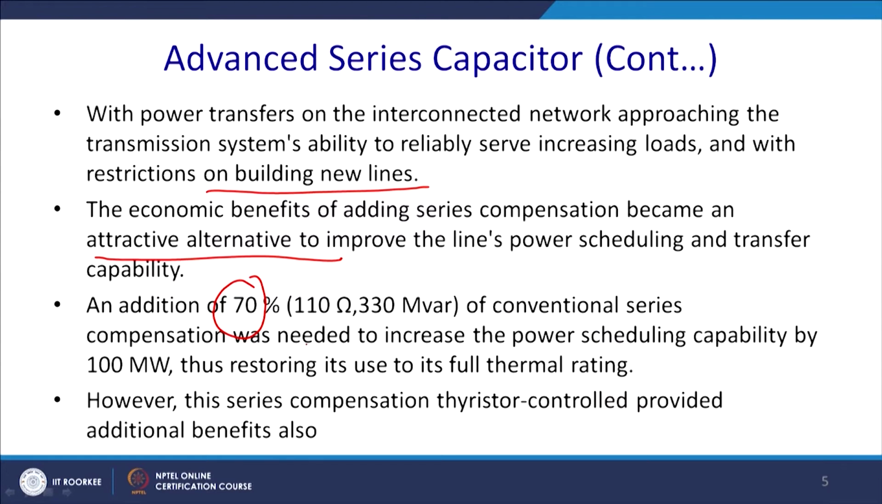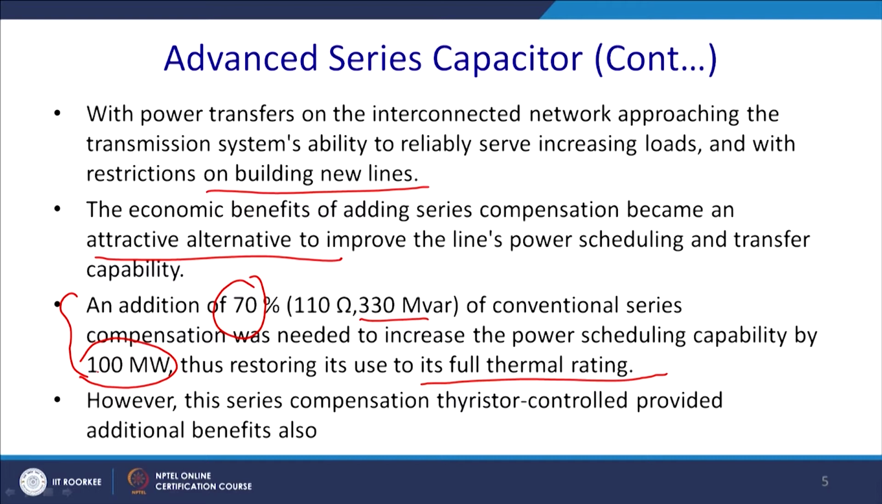The economic benefits made adding series compensation an attractive alternative to improve power scheduling and transfer capability. In addition, 70 percent compensation, that means 110 ohm and 330 megavar of conventional series compensation, was needed to increase the power scheduling capability by 100 megawatt, thus restoring use of its full thermal rating. So, we have to check the thermal rating, and this ensures that it is within the limit of the thermal rating.